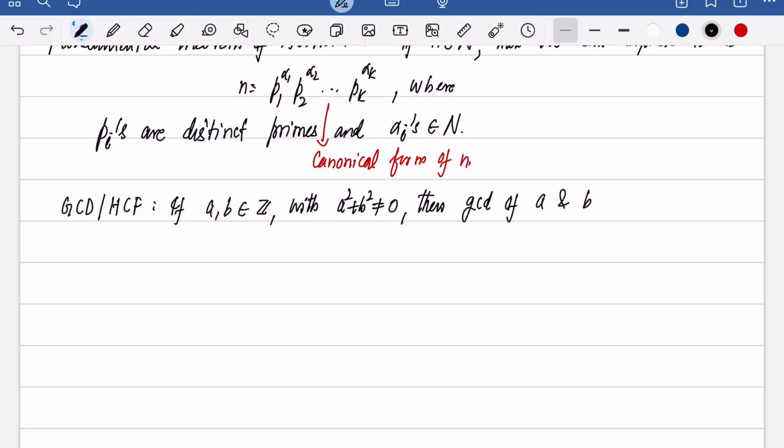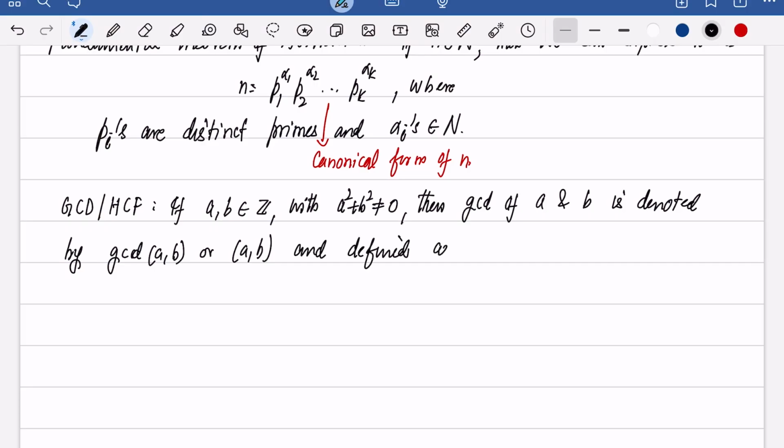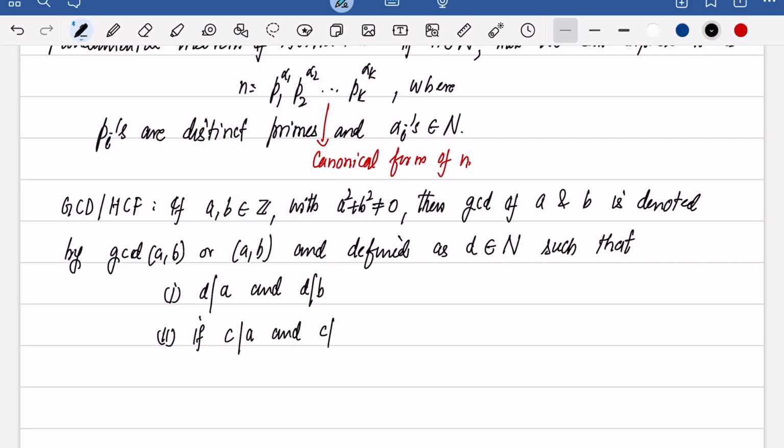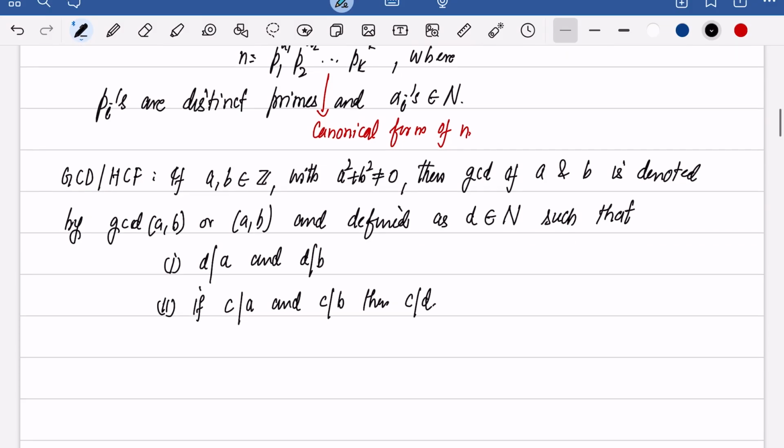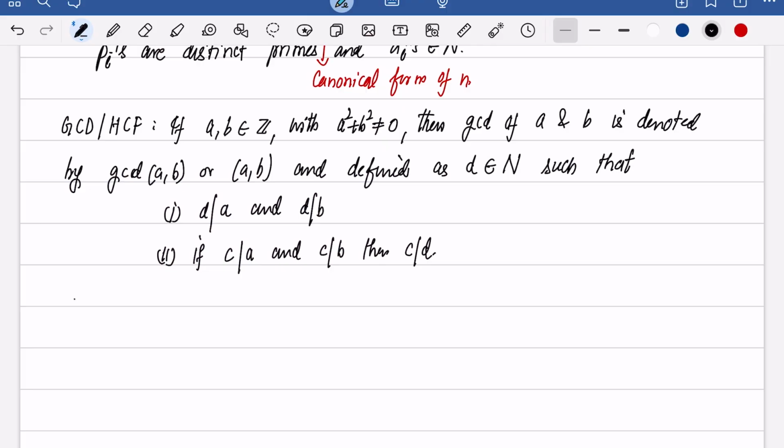Then the GCD of a and b is denoted by GCD of a comma b, or we simply write a comma b in brackets, defined as d belonging to the set of natural numbers such that the first condition is d should divide a and d divides b. Second, if there is another such positive integer c, if c divides a and c divides b, then c must also divide d. The first condition gives that d is a common divisor of both a and b, and the second condition proves that d is the largest of all the common divisors of a and b. So this is the GCD, and now let's define the LCM.